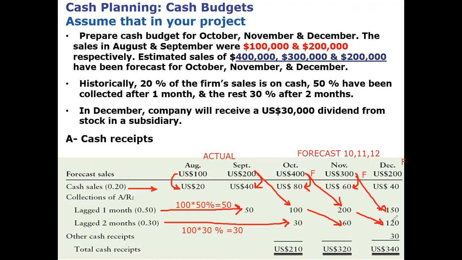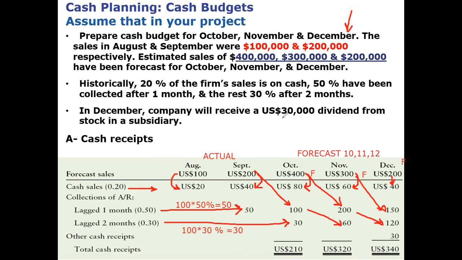50% of the 300 is 150. That's all. I don't need to prepare for January because he's asking for just December. It is the month that I'm preparing. So what about December? I will just do the 20%, because he's asking for December and is not asking for January. So by this, I can finish the receipts, the cash receipts that I received from the sales.